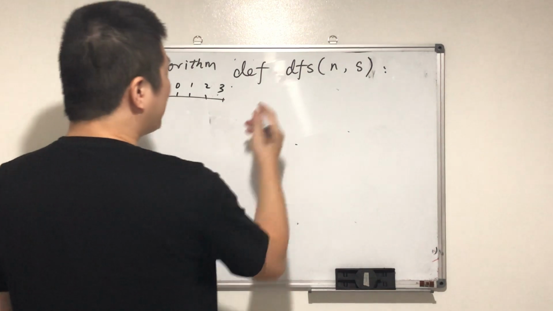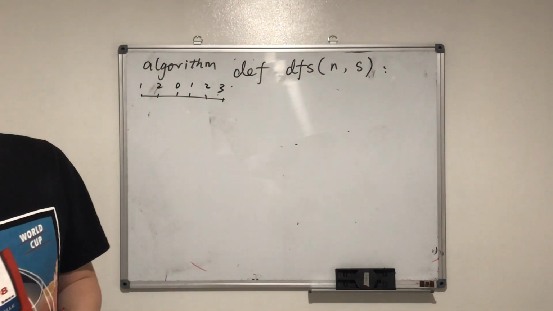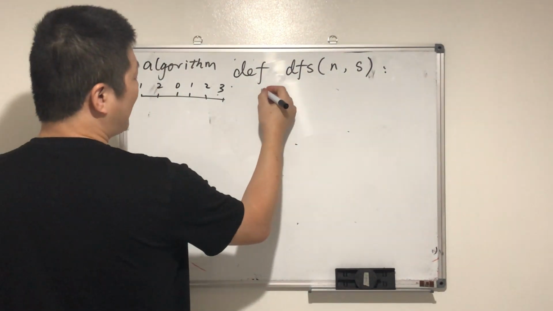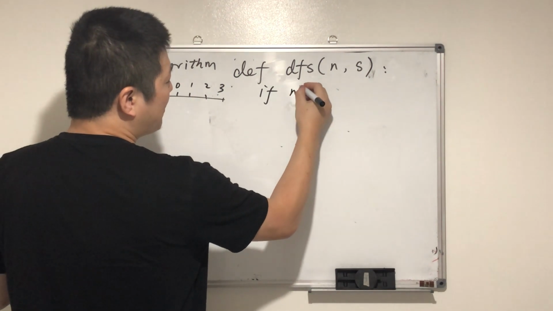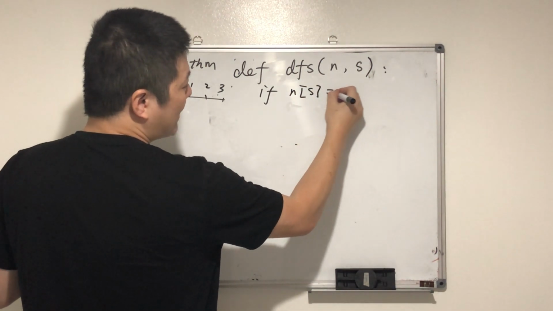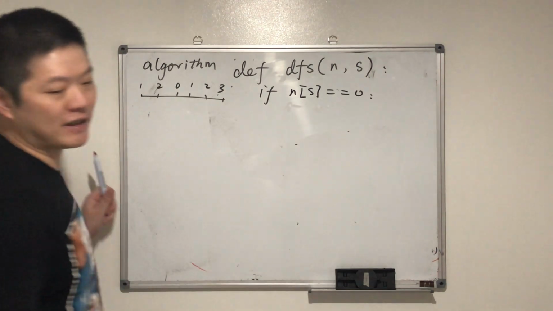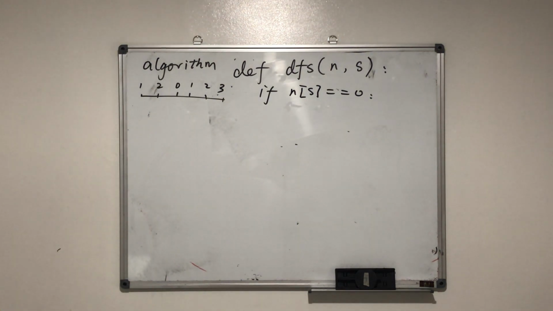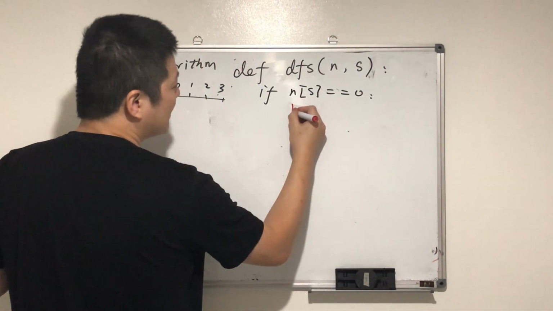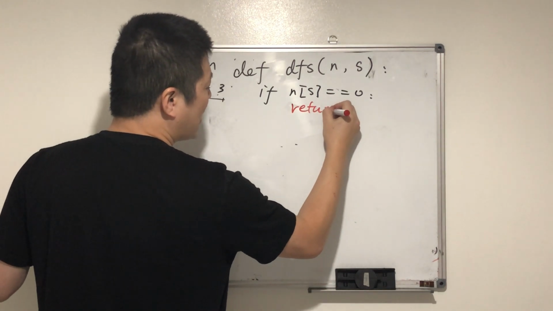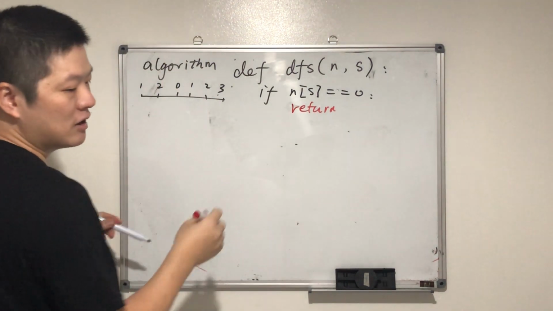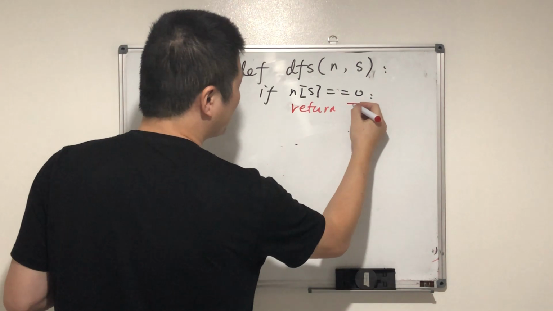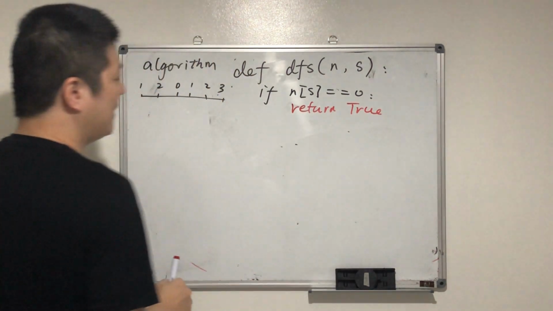So first of all we need to check if the starting point is 0. If the starting point is already 0, it means we have reached the destination. So what should we do now? We return. Can you guess? Return true, because we already reached it.